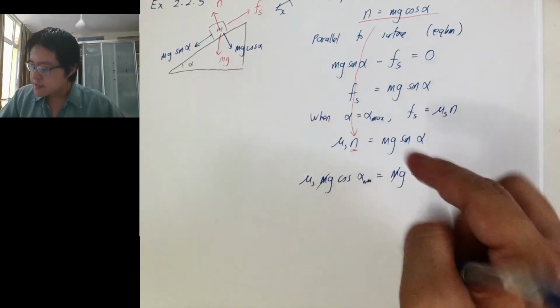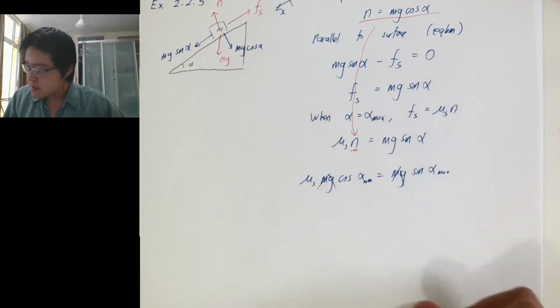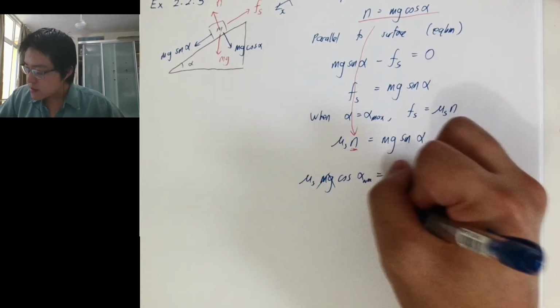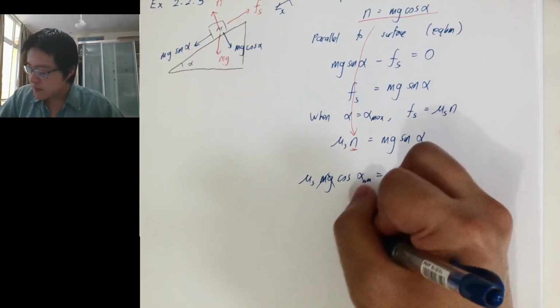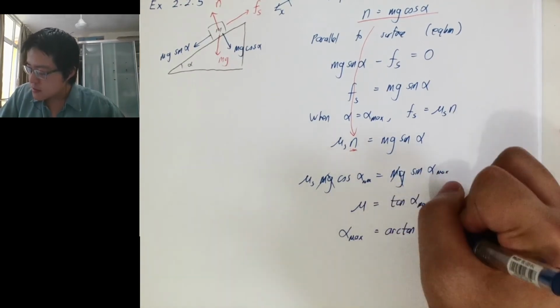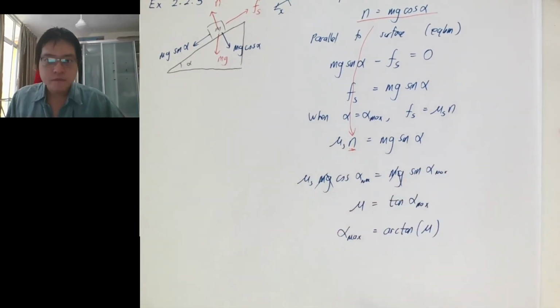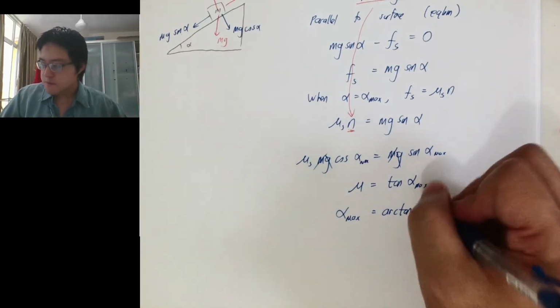So I just divide this down. The g will also cancel. If I divide this down, I got tangent alpha, right? So tangent alpha is this. Therefore, my maximum angle is just the inverse tangent of mu. Okay. So clear so far?